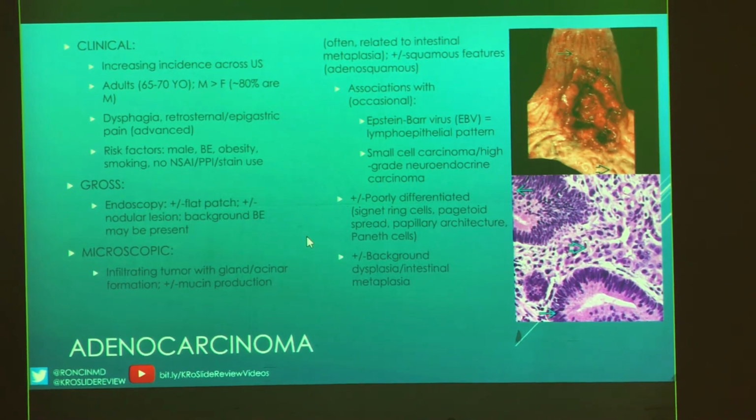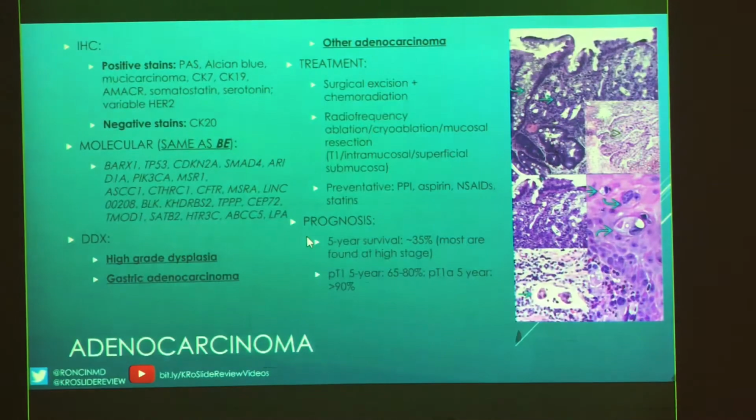And you may or may not have background dysplasia or intestinal metaplasia, so it shouldn't bother you too much if you don't see that, because if it's obvious carcinoma, then that's what it is. Stains. Lots of them again, so your PAS, Alcian blue, mucicarmine.